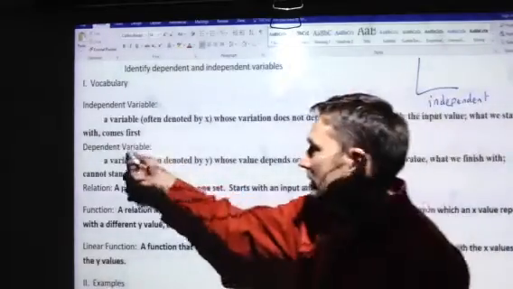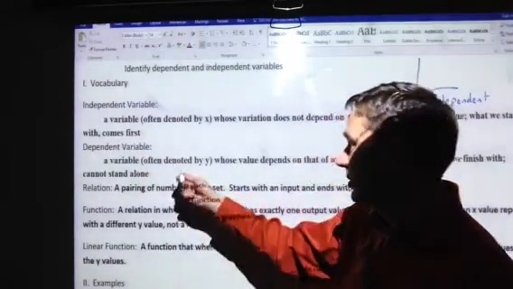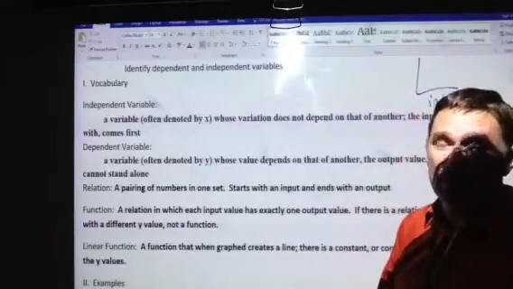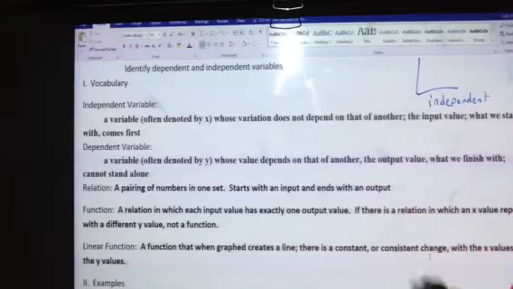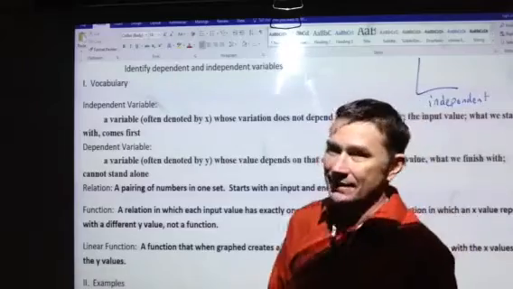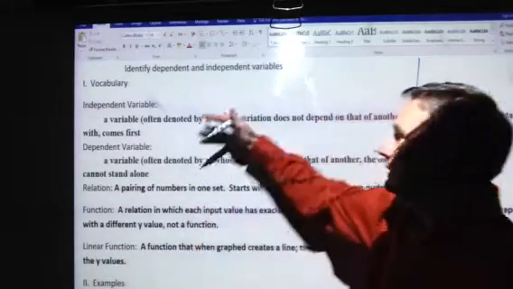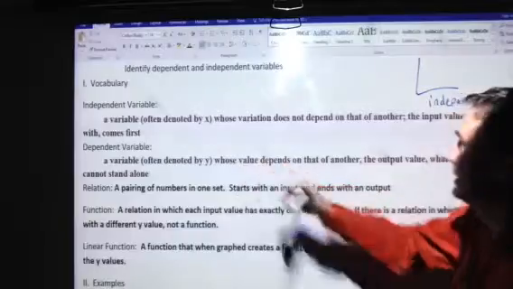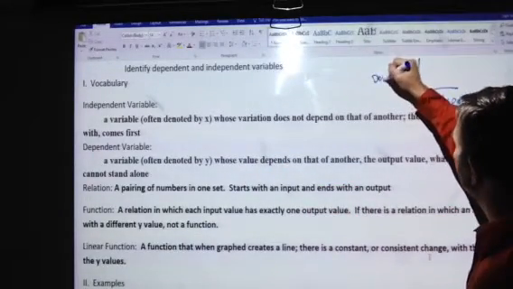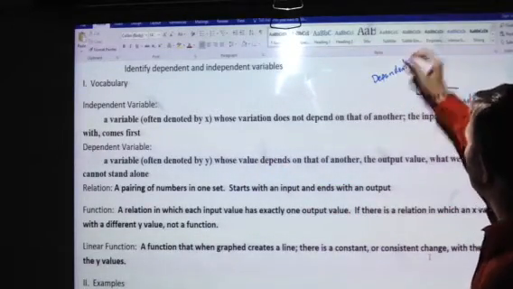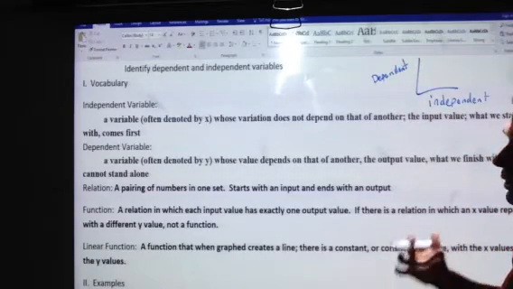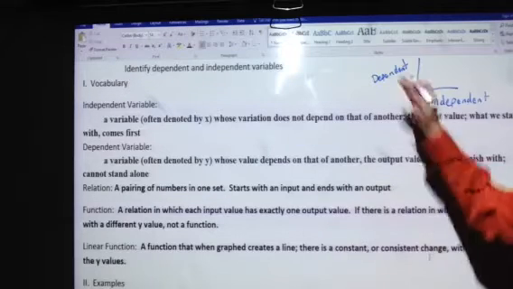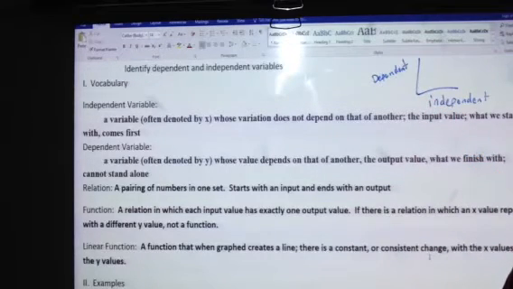The second variable is the dependent variable. This is often recognized by the letter y. This variable's value depends on that of another. This is the output value, and this is what we finish with. This cannot stand alone. We need to start with the independent variable first, and then the dependent variable. The dependent variable is what gets listed here with the y values on the graph. So we're given some vocabulary words for our x and y values.